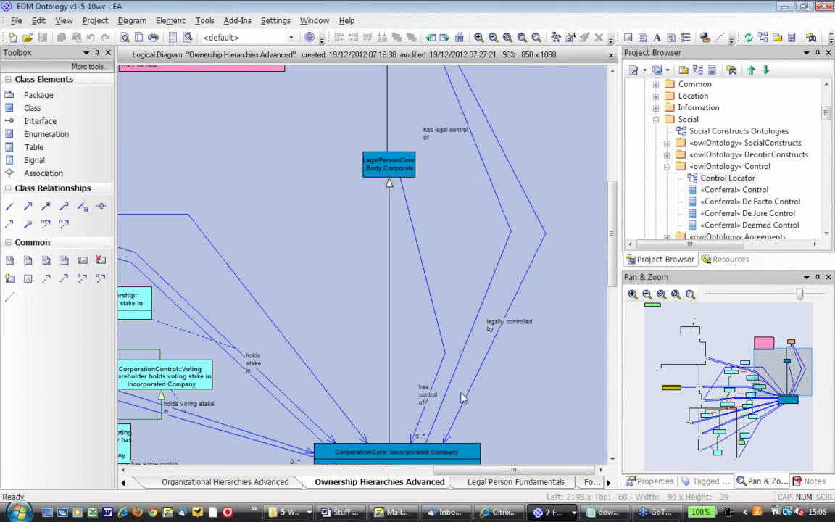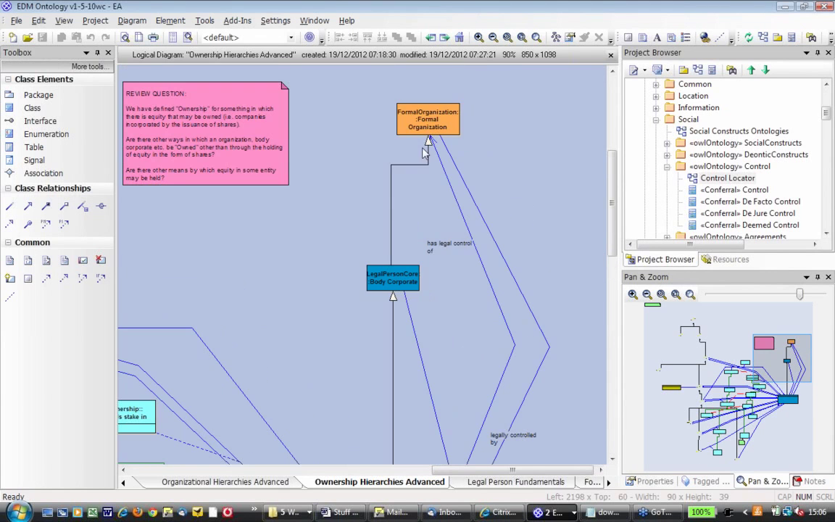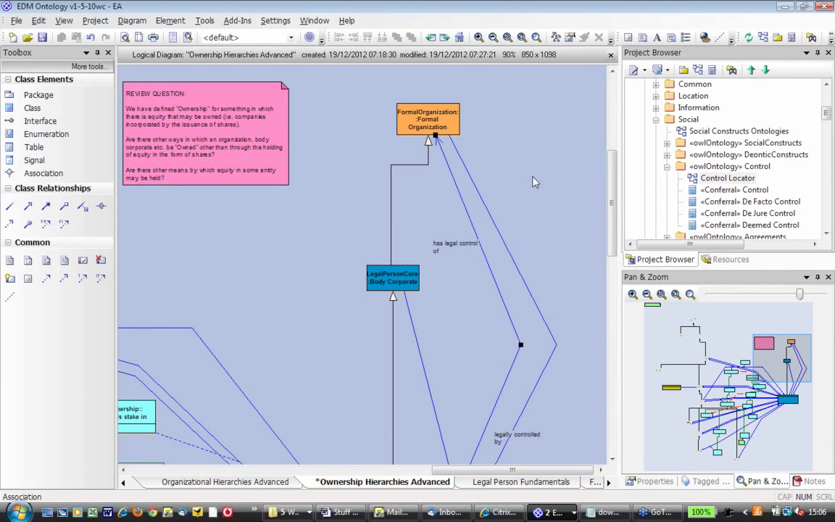Yes, I got some very complex diagrams from earlier on, and I was trying to find where I'd simplified that to talk about. It's really just these three relationships here, I think. Body corporates having control of, say, some incorporated company or some other body corporate. Formal organizations having legal control or being legally controlled by something else. And I think these relationships are probably in the wrong place.